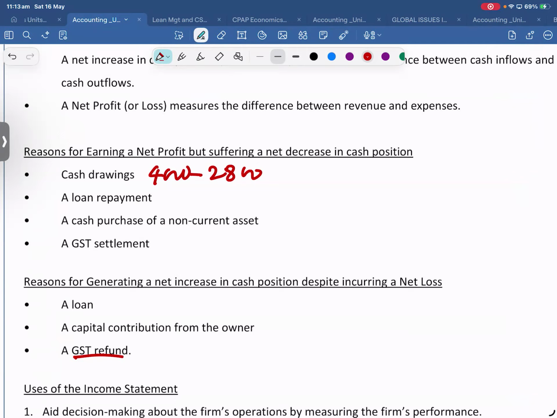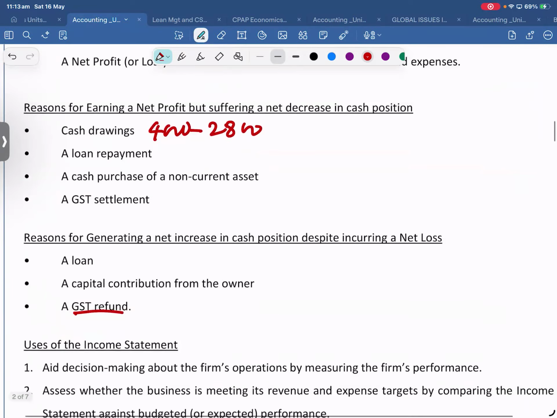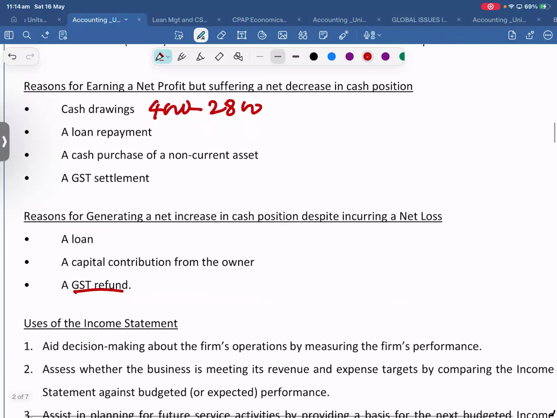Yeah, loan repayment we can say. Why? Because the loan repayment was 1,000 and we didn't have a loan received. So we can say this. Cash purchase of non-current asset, a sewing machine, GST settlement: yes, we chose 1,000. Then the reasons for generating a net opposite: we are creating a net loss, but at the same time, we are getting more cash. A loan, capital contribution, a GST refund.